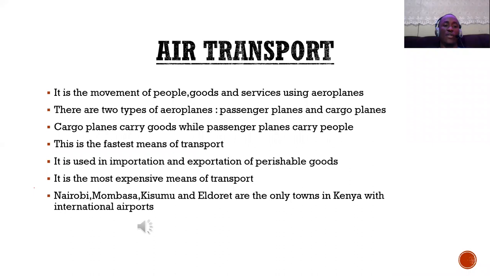So there are two types of aeroplanes. Goods like flowers, like medicine, like jewelry, you don't export, neither do you import them using water transport. Those ones can be imported or exported using air transport. So that is how it is. And those goods are carried by cargo planes, while passengers use passenger planes.